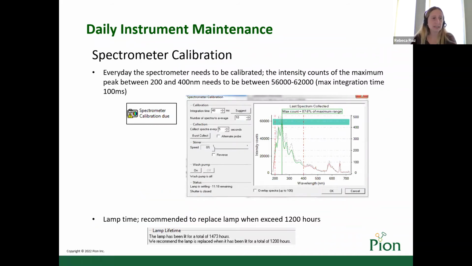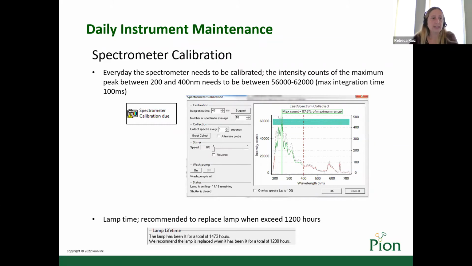The spectrometer needs to be calibrated every day. The way to do it is making sure that the intensity counts of the maximum peak, which is between 200 and 400, needs to be between 56 and 62,000 intensity counts. Meaning that it needs to touch this green area on the top of the graph, not higher and not lower, as we need a green signal between the 200 and 400 nanometers.